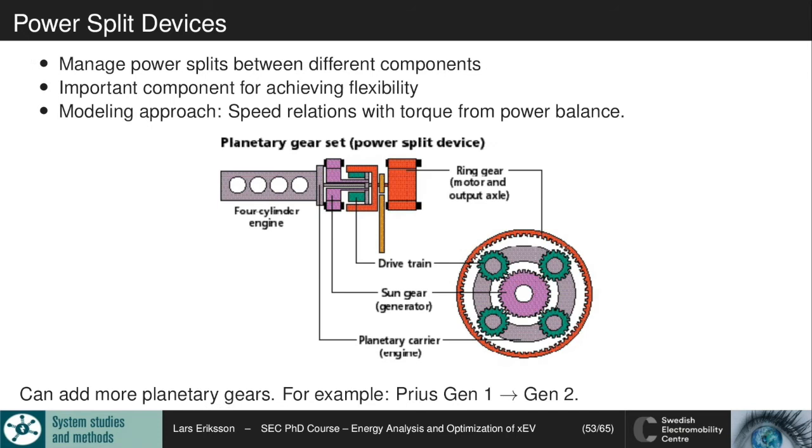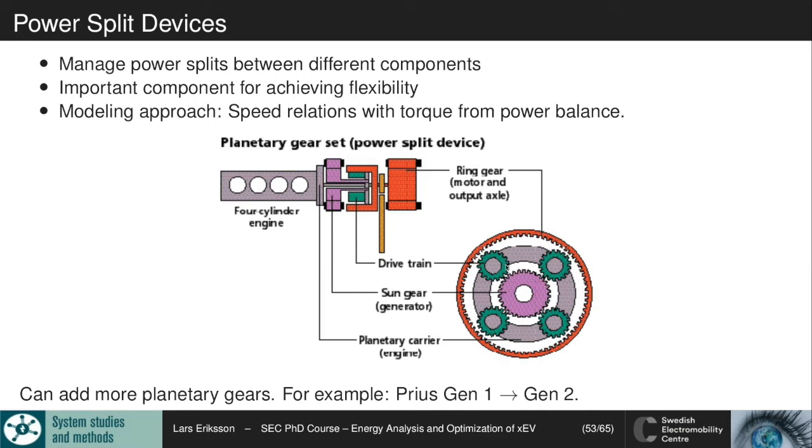We also have power split devices that are splitting the power between different shafts. So a very often used or encountered power split device is the planetary gear that you can find in the Toyota Prius 1, and you can find it also in the Chevrolet Volt and the Opel Ampera. They are an important component for achieving flexibility and speed matching. And the modeling approach here is to look at the speed relations and using torque transmissions from power balances.